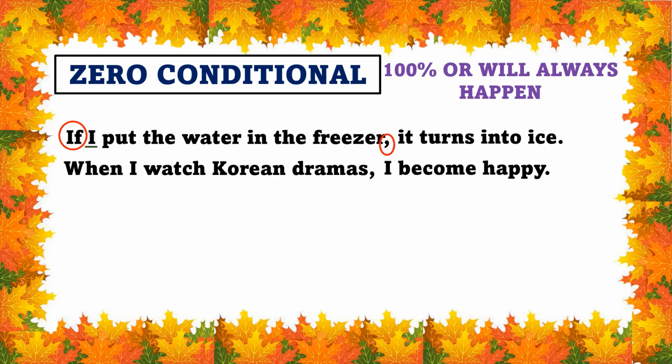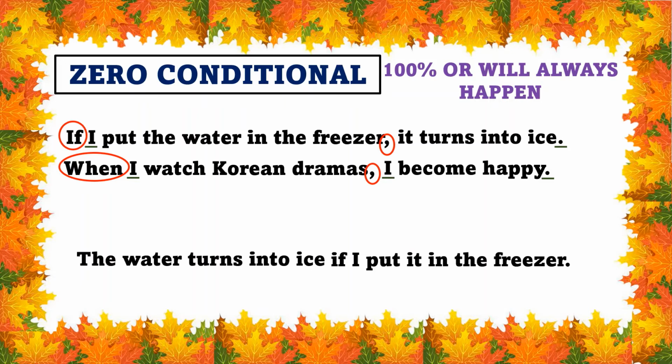Then don't forget the comma to separate the if clause from the main clause, and the period at the end of the sentence. You may also begin with when. So when here is capitalized. And as you notice, the two I's here are capitalized, or in big letters. Don't forget the comma as well as the period. Now, if you change their positions, if you start your zero conditional sentence with the main clause followed by the if clause, these are my tips.